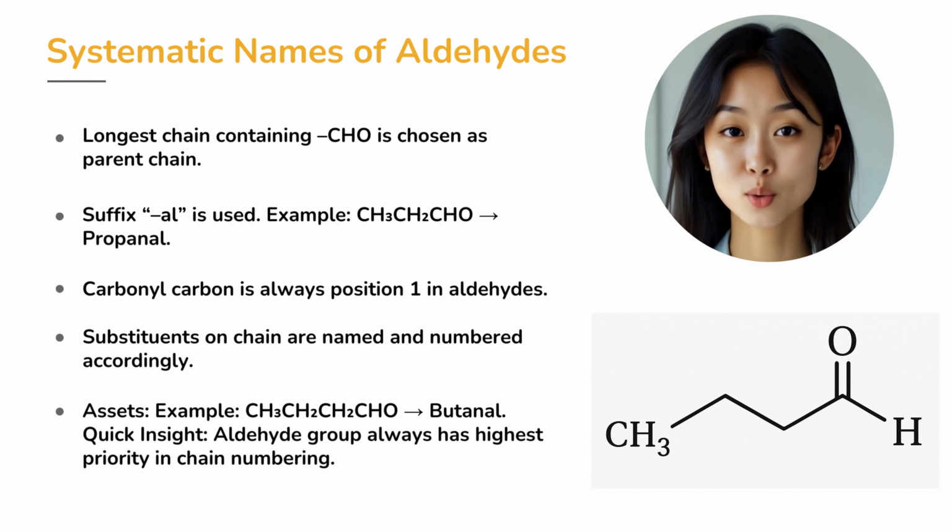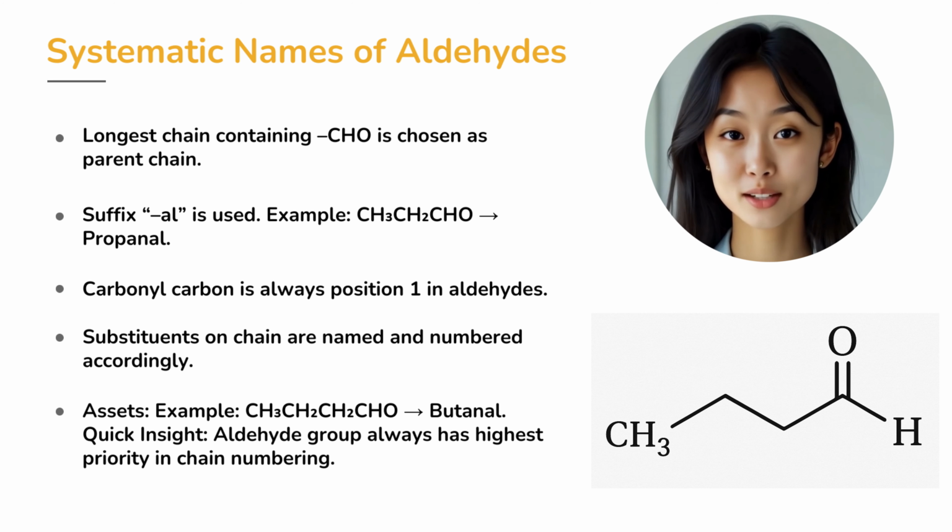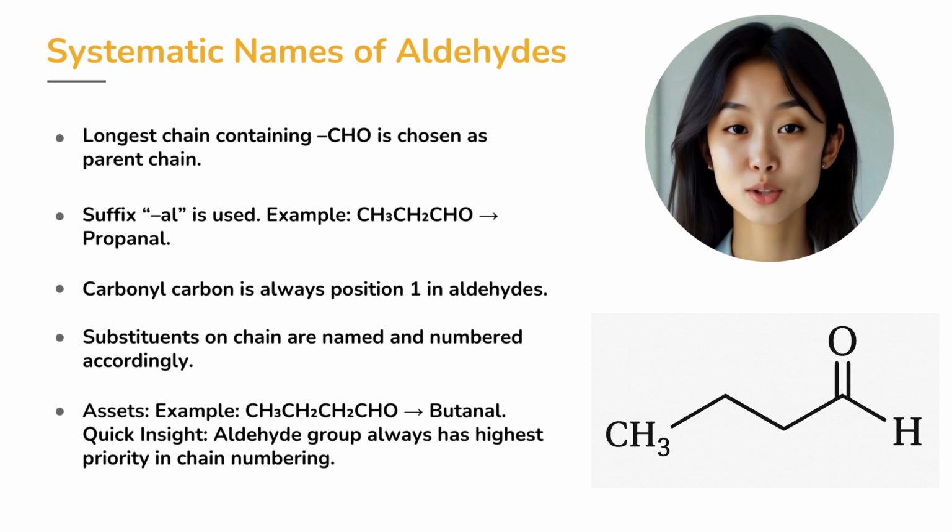For aldehydes, the rule is simple: take the longest carbon chain that contains the CHO group and give it the suffix -al. For instance, CH3CH2CHO is called propanal. Remember, the carbon of the CHO group always gets position number 1, so there is no need to mention its location explicitly. If substituents are present, we number the chain accordingly and add them as prefixes. For example, CH3CH2CH2CHO is butanal. This method ensures consistency in naming, especially when the molecules become more complex.